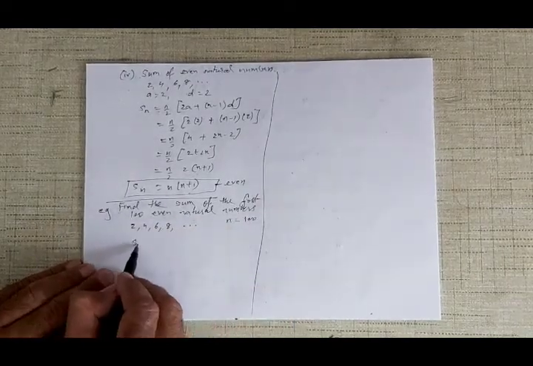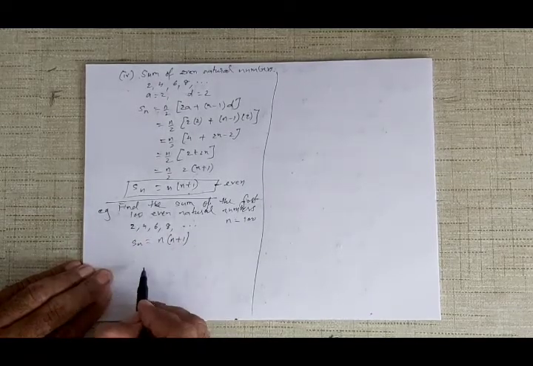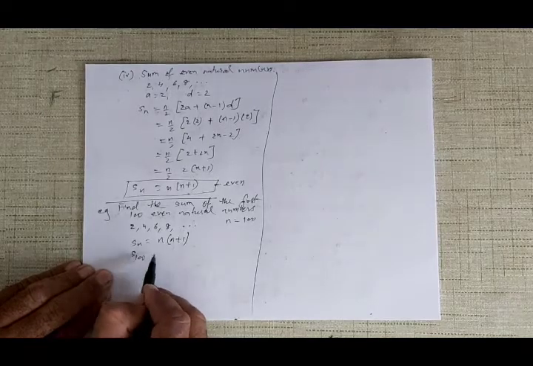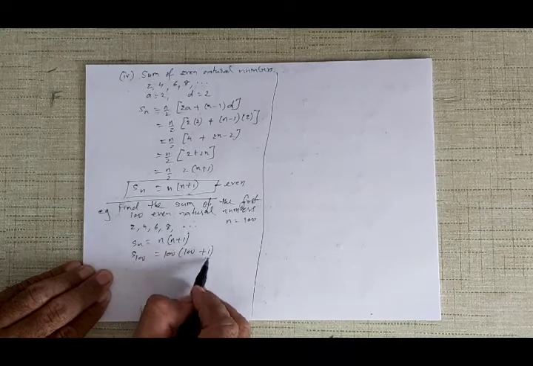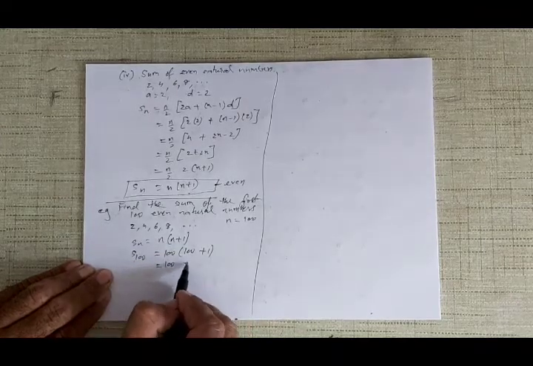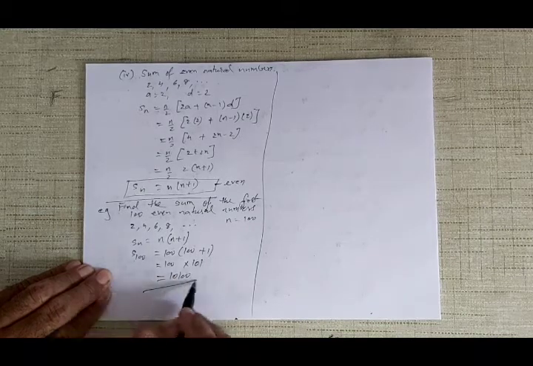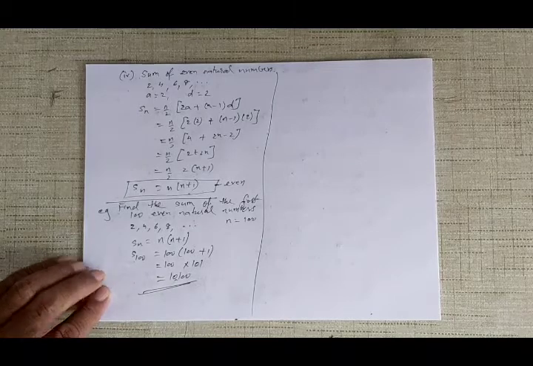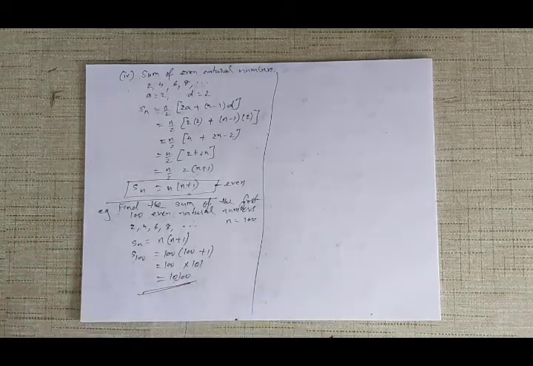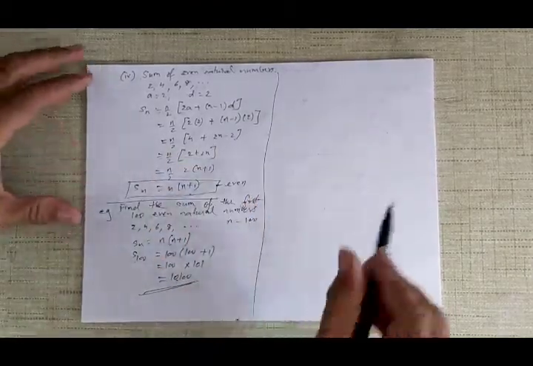Now for even numbers, the formula we have just derived above is n into n plus 1. So therefore S of 100 will be equal to 100 into 100 plus 1, that is 100 into 101, which is equal to 10,100. This will be the sum of the first 100 even natural numbers. Alright, so you can see what we have learned so far.